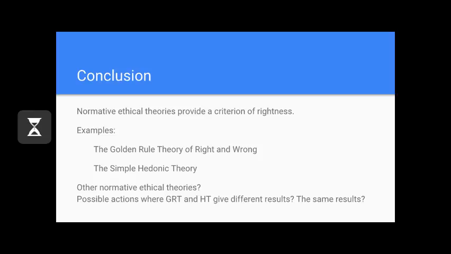As an exercise to think through on your own, see if you can come up with other criteria of rightness that generate other normative ethical theories. And also see if you can come up with some possible actions where the golden rule theory and the simple hedonic theory might agree on what the right thing to do is, and some examples where they disagree on what the right thing to do is.